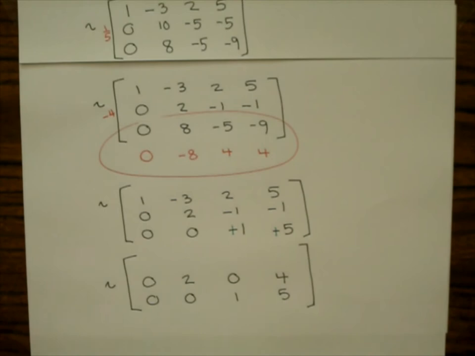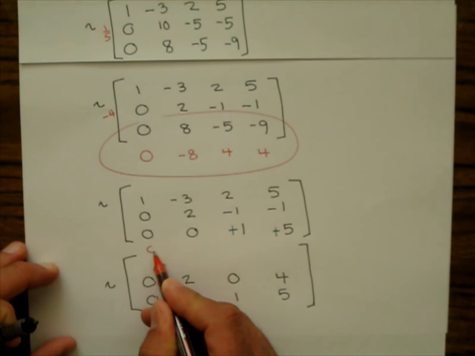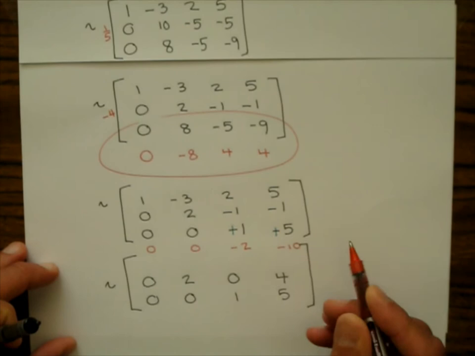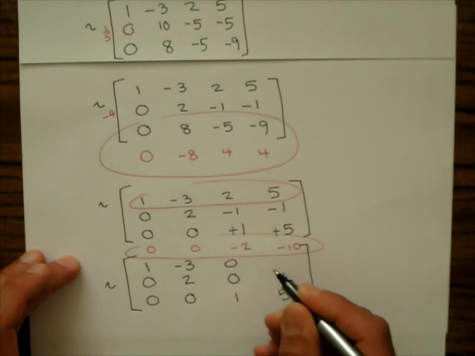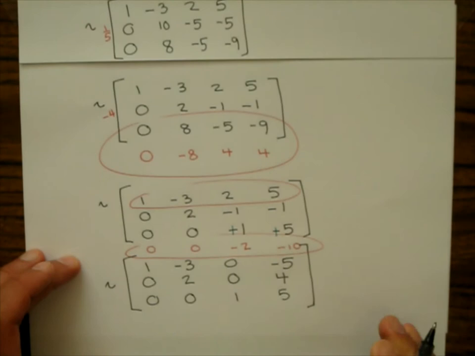Then I'm going to multiply row 3 by a negative 2, so I end up getting 0, 0, negative 2, negative 10. I'm going to add that to row 1. That's going to give me the new row 1, which would be 1, negative 3, 0, and then this is negative 5. Okay, I'm almost done with this.